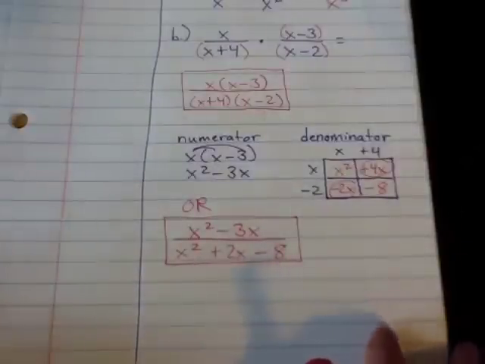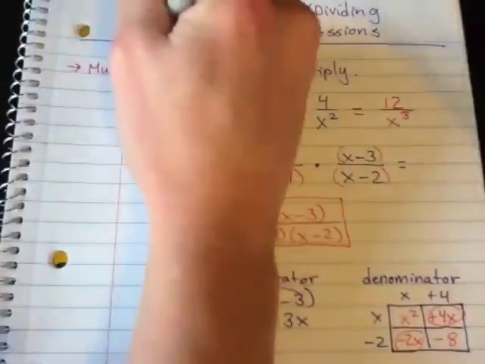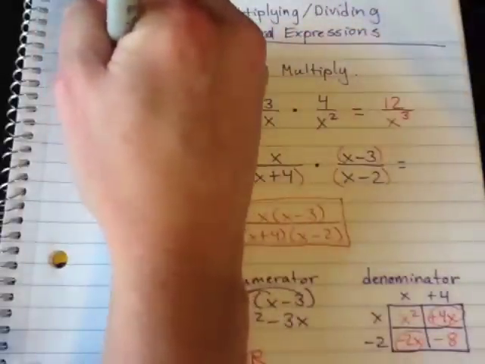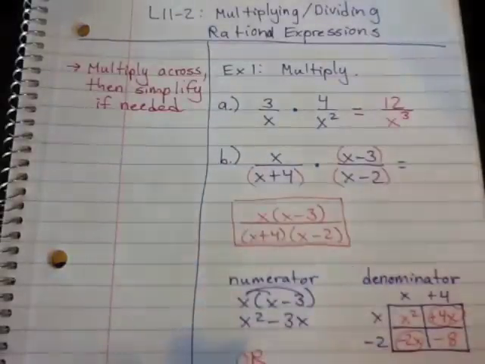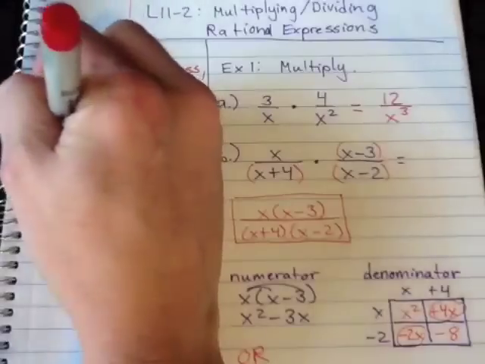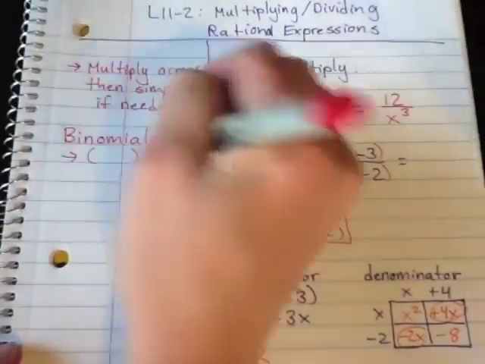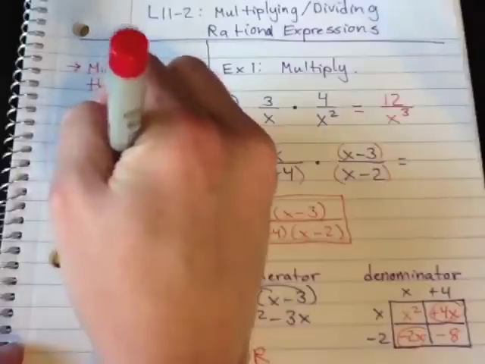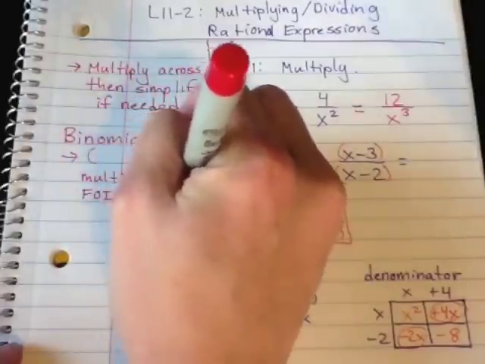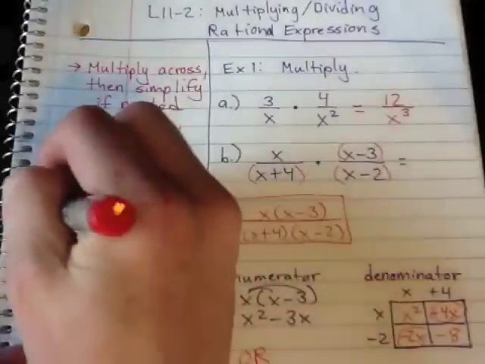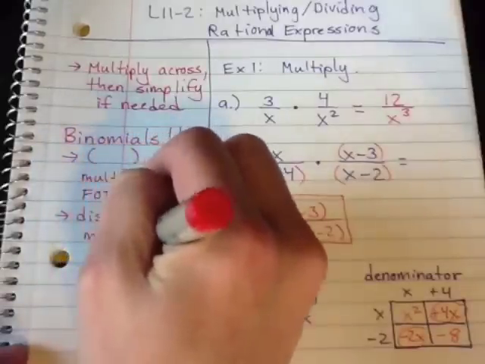Okay, so we're going to add some notes about it. You're just going to multiply across and then simplify if needed. So in these first few we didn't have any simplifying to do. Remember, binomials have to be treated different than monomials. So you use parentheses every time, and then you multiply using FOIL or a rectangle. And then you always distribute monomials to binomials.